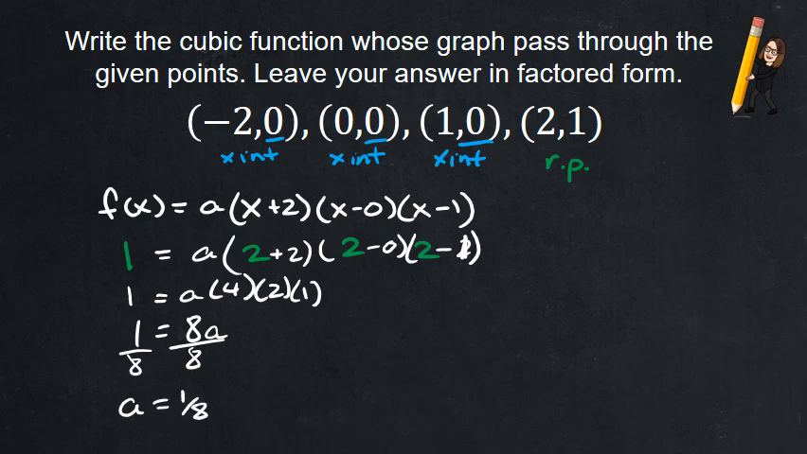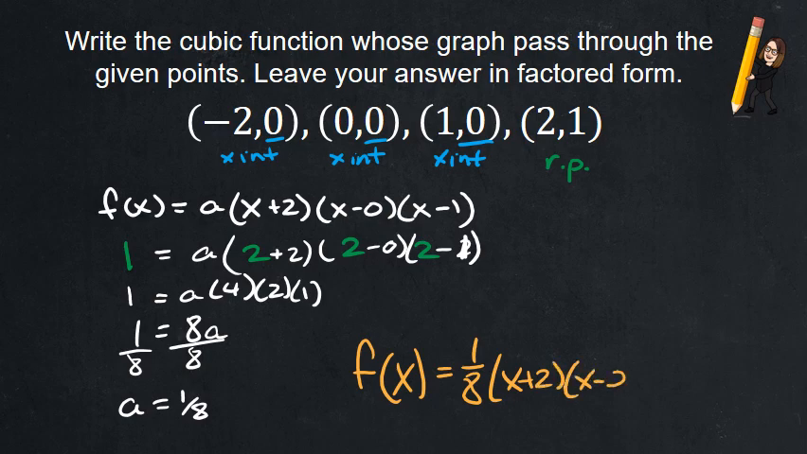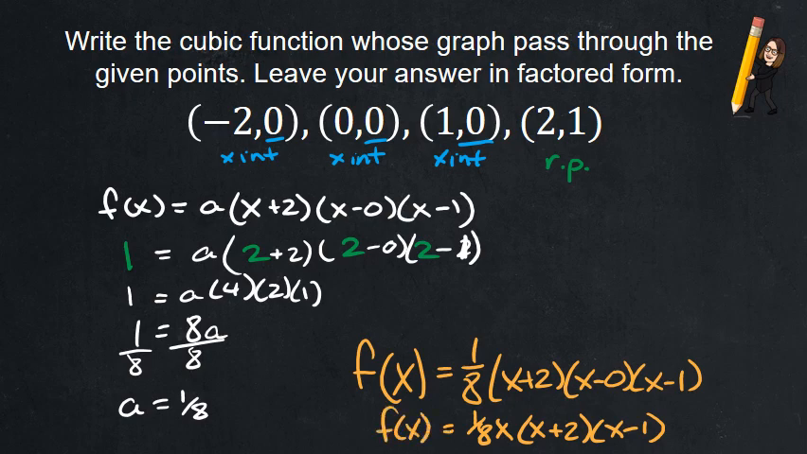So now I can write my final function. f of x is equal to 1/8 times (x plus 2), x minus 0, (x minus 1). Or typically, you wouldn't see the minus 0 if you were looking up resources. You'd probably see that x out front, and it would look more like this. So that's more typical, but I'm okay with either answer in our class.